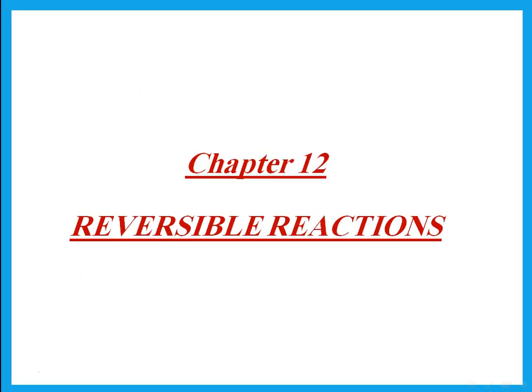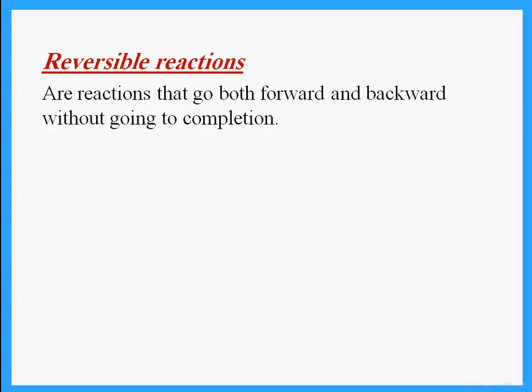The next type of reaction that we'll talk about is the reversible reaction. Reversible reactions are reactions that go both forward and backward without going to completion. What does that mean? Most reactions are just reactants A plus B gives C plus D, and that's the end of it. All the reactants change to products, so we say that the reaction goes to completion. But some reactions are reversible.